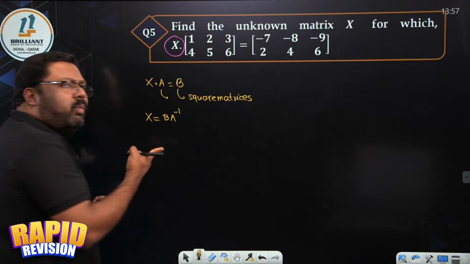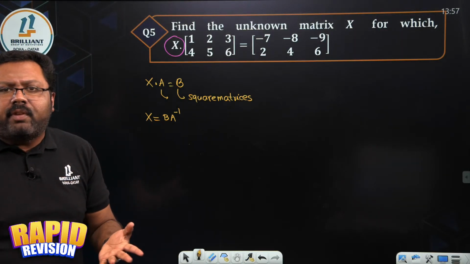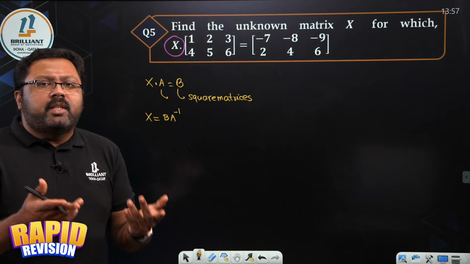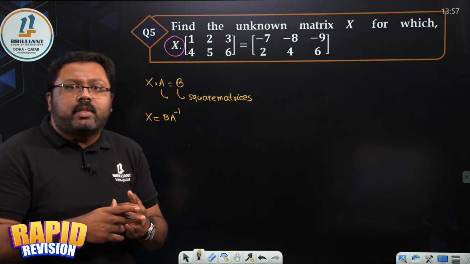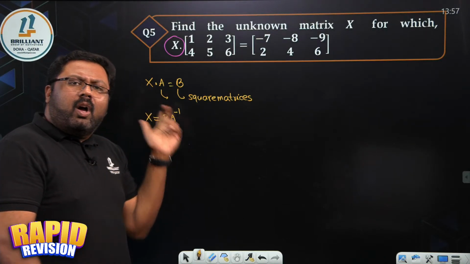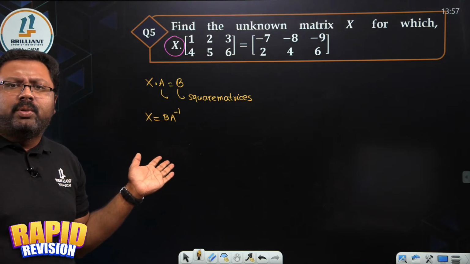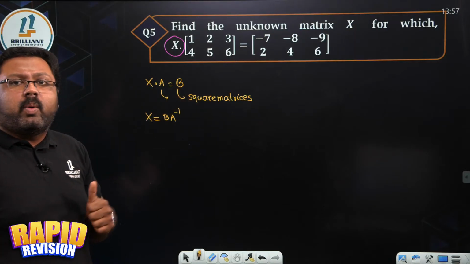And you can find A inverse. If it's a 2 by 2 matrix, A inverse is very easy to find. The adjoint of a 2 by 2 is very easy to find. We have a shortcut method. You can just refer to the YouTube video for MCQs. You can get that shortcut over there. 2 by 2 matrix or a 3 by 3 matrix, just now we did how to do the A inverse. So this is applicable only if A and B are square matrices.